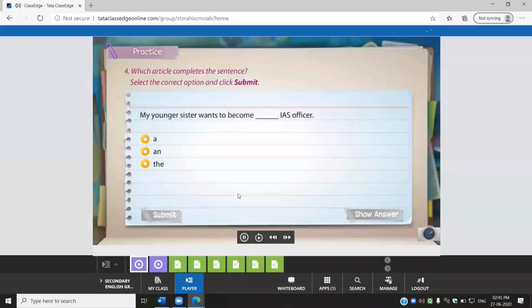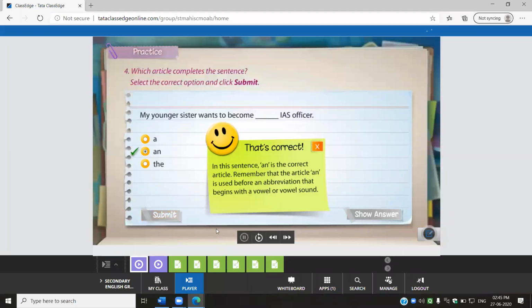Which article completes the sentence? Select the correct option and click Submit. That's correct. In this sentence, an is the correct article. Remember that the article an is used before an abbreviation that begins with a vowel or vowel sound.